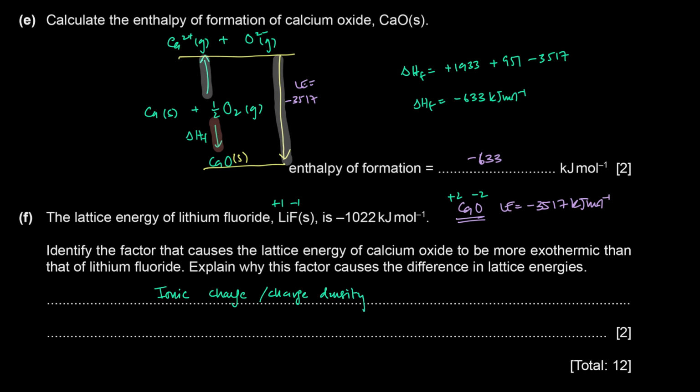And the reason why the charge makes it more exothermic is because the charge of the ions in calcium oxide is greater. Therefore, there are stronger electrostatic forces of attraction between the oppositely charged ions, between the cations and the anions.